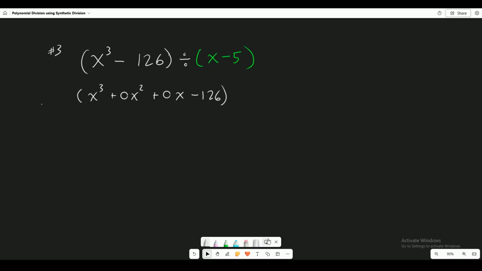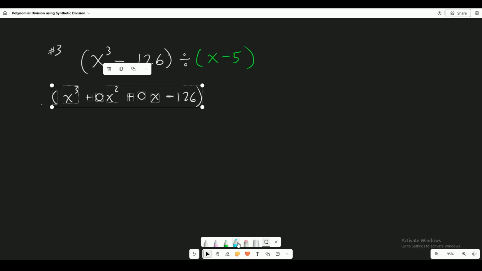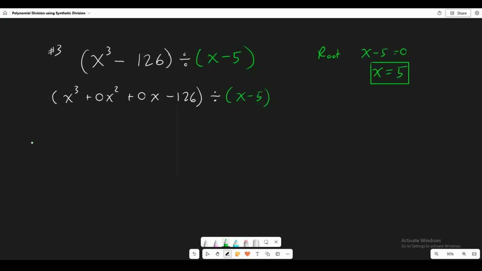All I'm doing is rewriting it. I'm allowed to do that because by adding 0x squared and 0x, it's not really changing it, right? Adding 0 doesn't change anything. But I need those coefficients so I don't skip any terms. Okay? Divided by x minus 5. So let's find our root. In this case, our root is equal to 5. So that's what's going to go in this little box right here. So 5. Next, let's grab our coefficients. So we have 1, 0, 0, and negative 126.